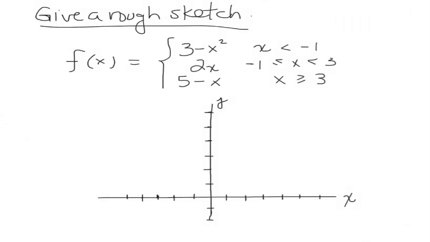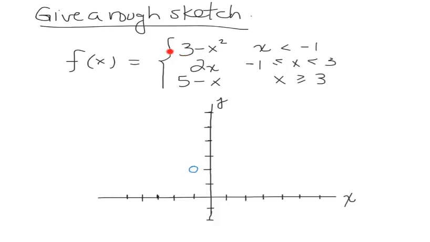If we were interested, we could give a rough sketch of this piecewise function that we used in our example. Let's take a look at our first piece, which is 3 minus x squared when x is less than negative 1. If we want to plot this portion of our piecewise function, we're going to take the endpoint, which is negative 1, substitute it into our formula. When we substitute in negative 1, we'll get 3 minus 1, which is 2, and that's going to give us an open circle at negative 1, positive 2. I'm just going to note that here.